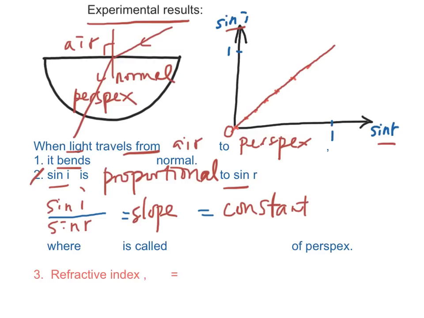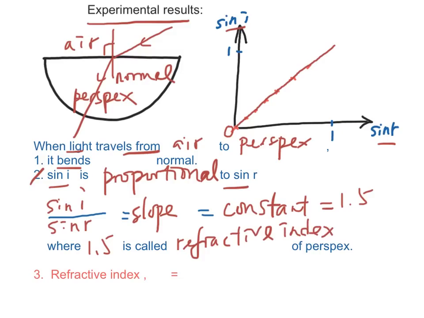In experiment, it is equal to about 1.5, where 1.5 is called the refractive index of Perspex. By symbol, refractive index is n. Therefore, we have n equal to sin I over sin R.